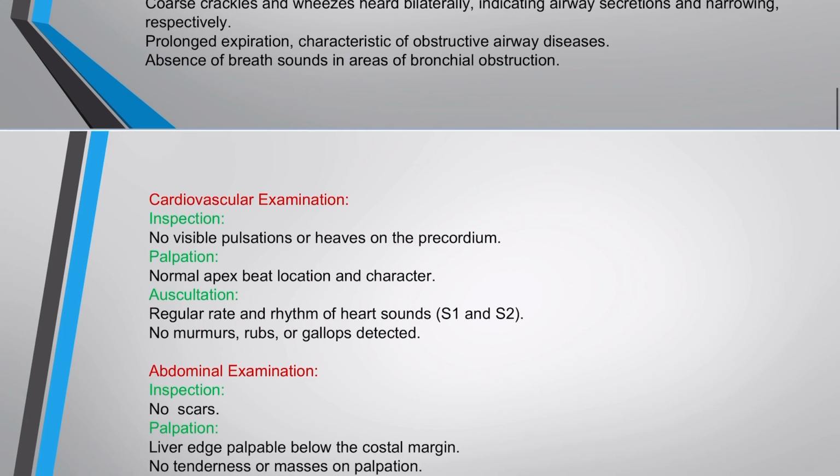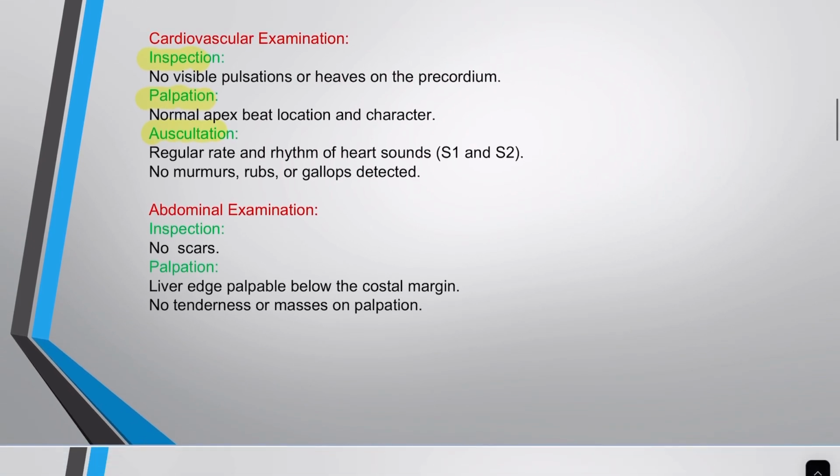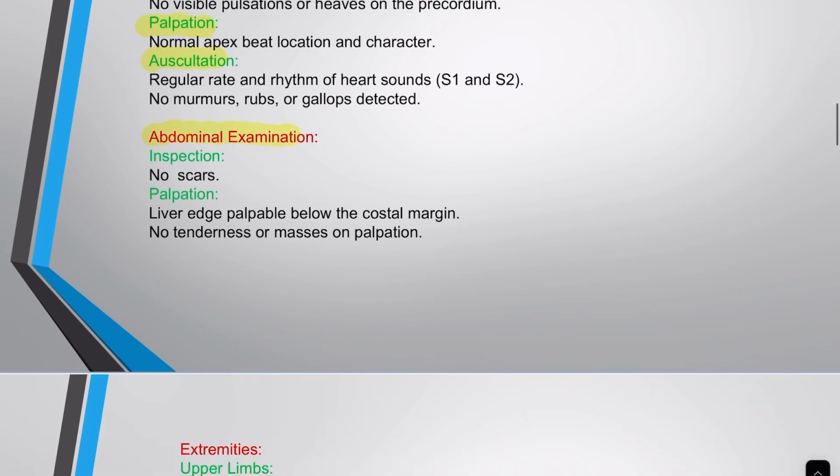So going to do some inspection: no visible pulsations or heaves on the precordium. Palpation: normal apex beat location and character, look for the apex beat. And auscultation: regular rate and rhythm of heart sounds, and no murmur, rubs or gallops detected. Going to do the abdominal examination as well. Inspection: no scars.